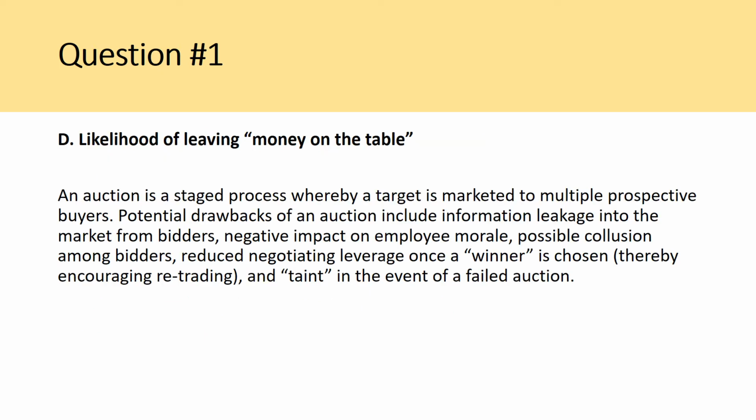An auction process is a staged process whereby a target is marketed to multiple prospective buyers. Potential drawbacks of an auction include information leakage into the market from bidders, negative impact on employee morale, possible collusion among bidders, reduced negotiating leverage once a winner is chosen, and taint in the event of a failed auction.